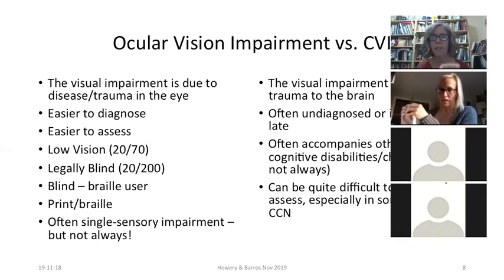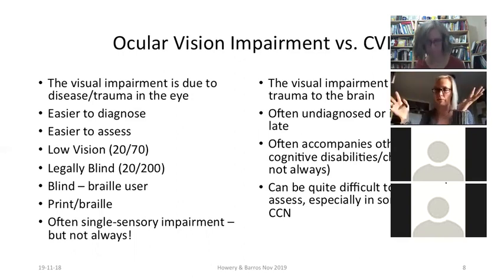And that is a vision that has been corrected. Yes, best correction. So glasses on, everything that we can do to make the person be able to see, that's as good as it's going to get.